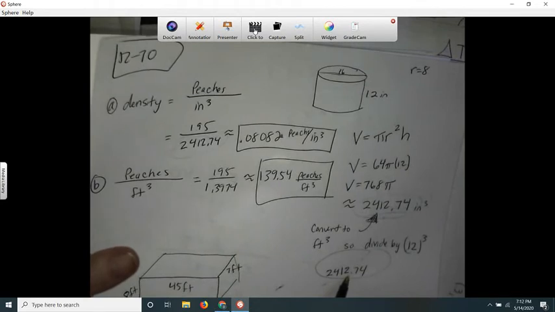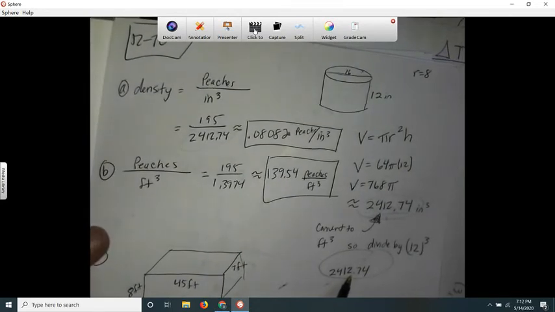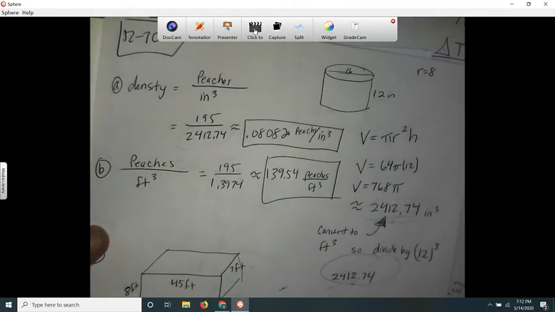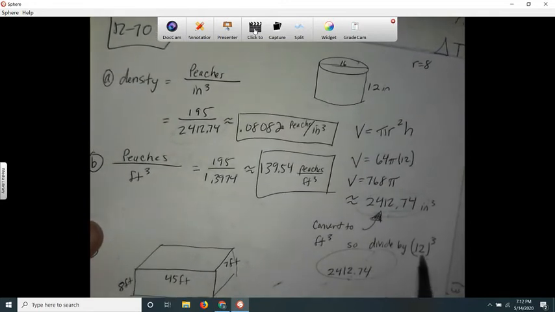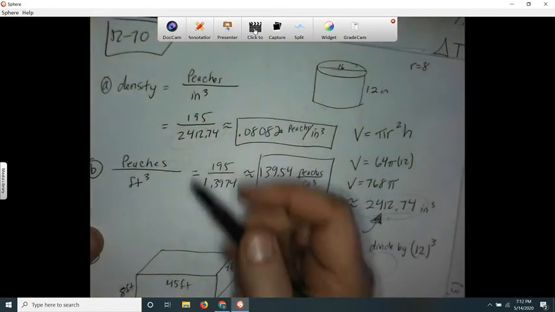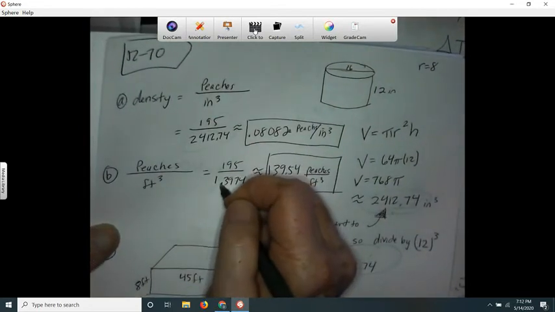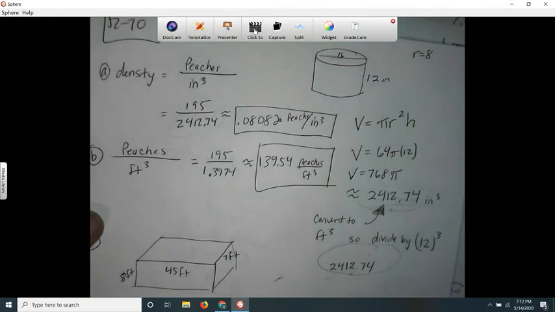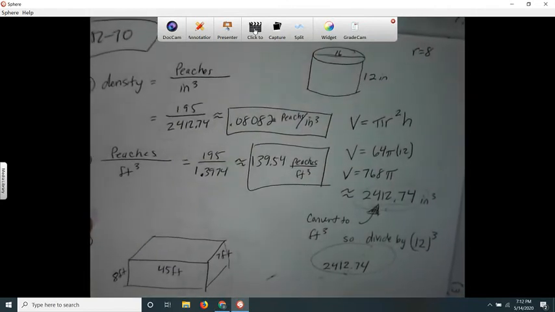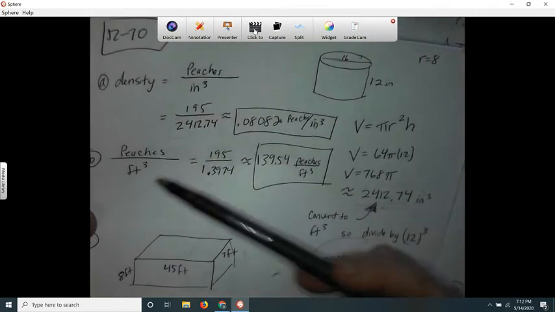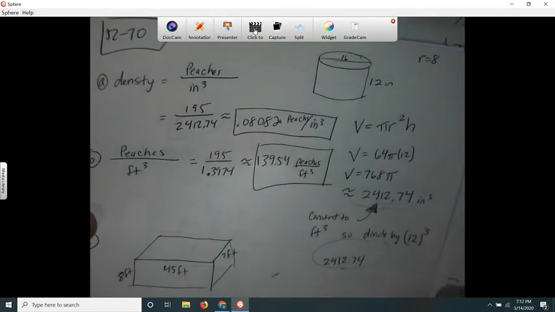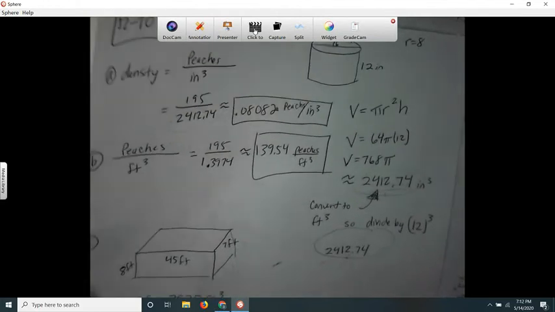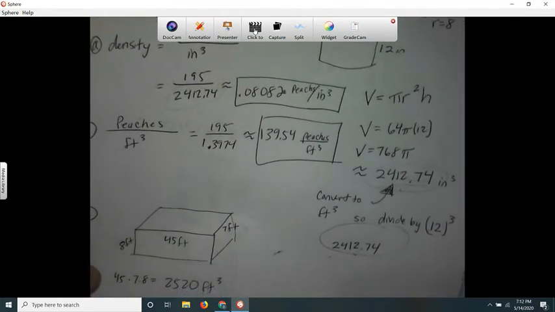Sorry. This divided by 12 cubed is how many cubic feet. That is a decimal right there. And then I put the peaches divided by cubic feet, and I got that. Okay, so my calculator just gave me that.